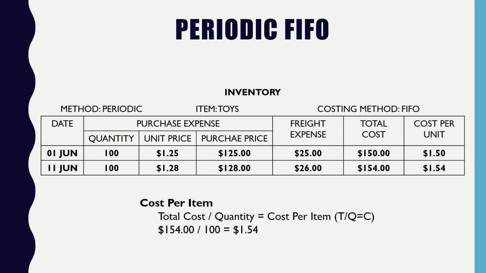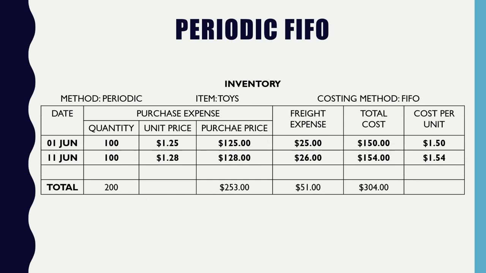Okay. So now once you've done that, we already know that the scenario says that on the 15th, I have X amount of toys left. So the goal here is I need to tally up all my total inventory items I have available. So I add my totals up. I already know that my first 100 plus my second 100 is going to give me a grand total of 200 toys.